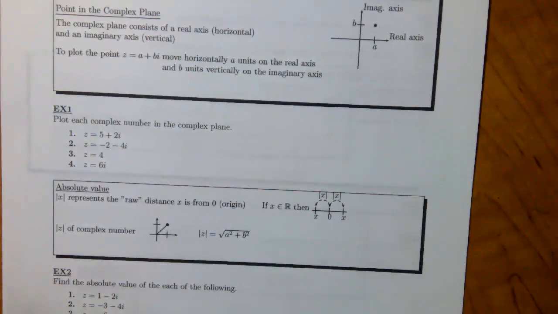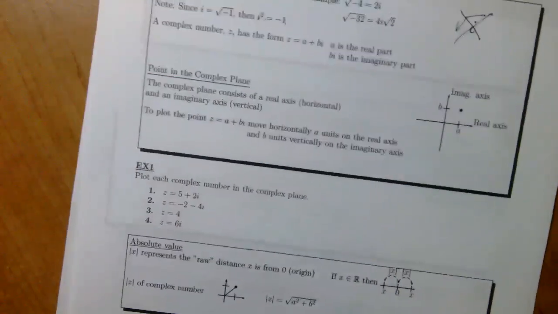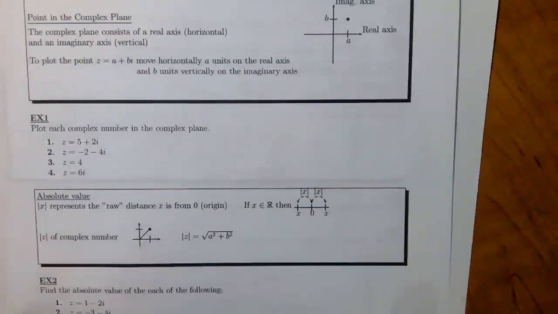Just like with regular numbers, you can talk about the absolute value. You can talk about adding them, multiplying, dividing, and roots of these things. We'll get to all this. So that's pretty much what we want to get to here: adding, subtracting, multiplying, dividing, roots, and absolute value.